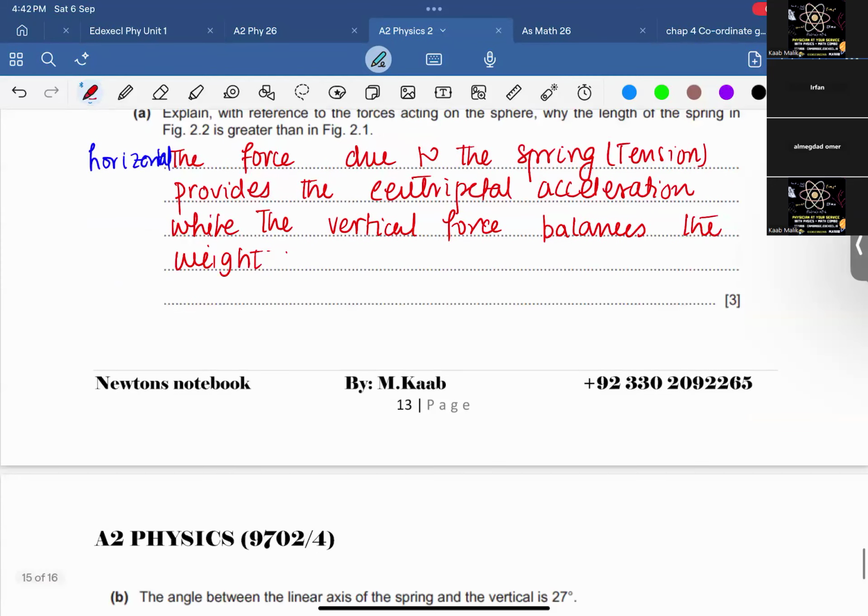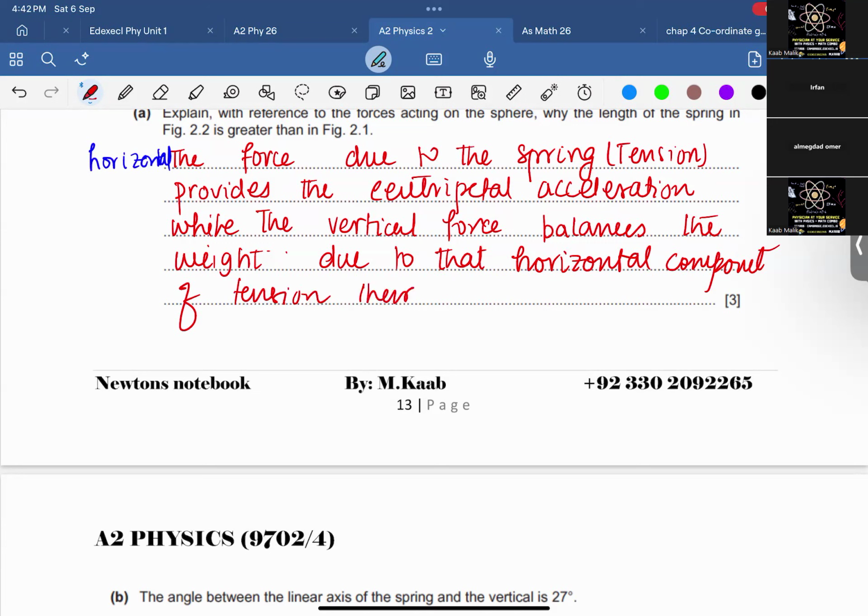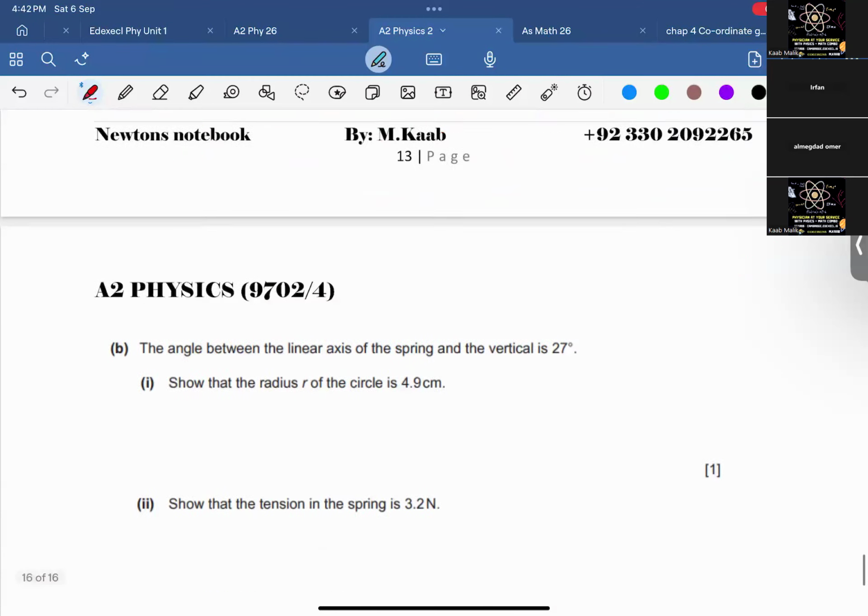So due to that horizontal component of tension, there will be extension, or there is extension. Now please move on.